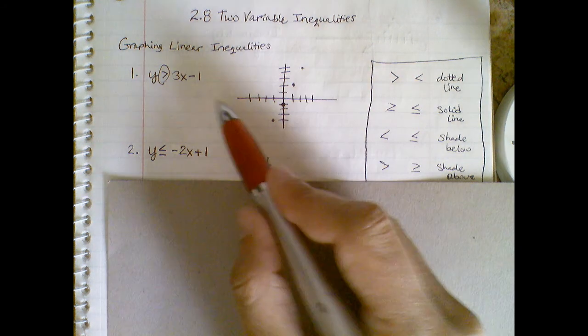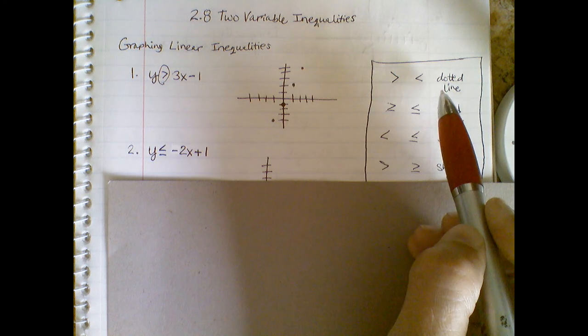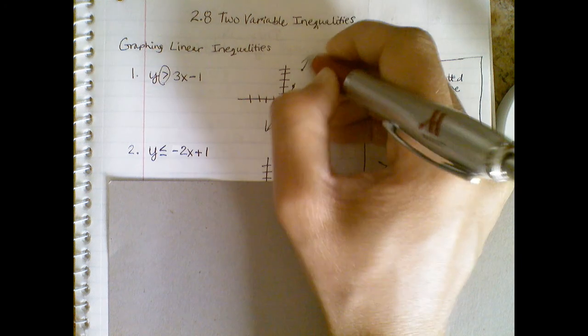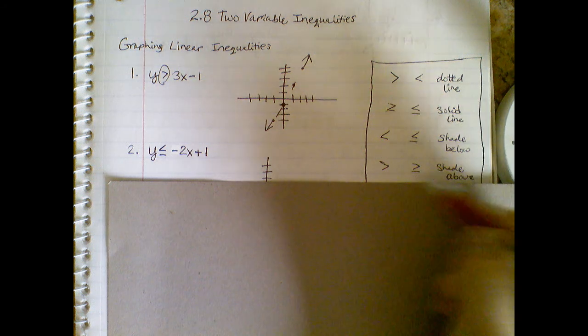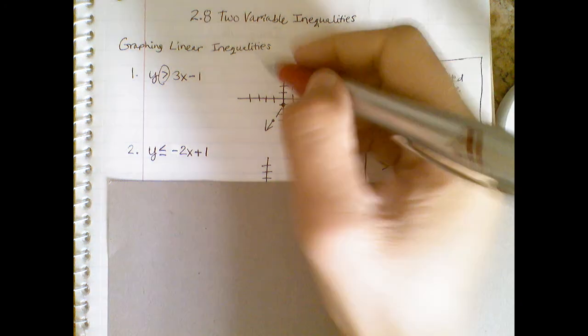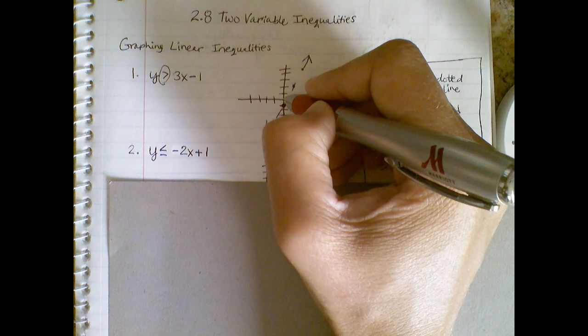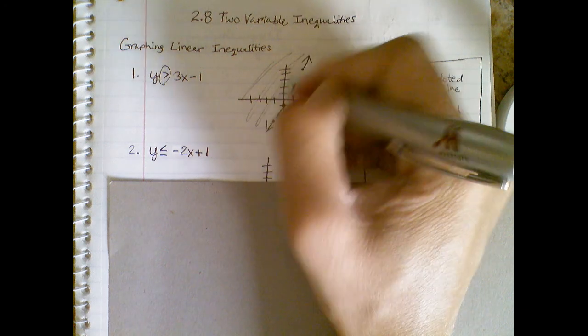Okay, so this one is greater than. It doesn't have the line underneath it, so I need the dotted line. So I make my dotted line through. And then it's greater than, so anytime it's greater than, I'm going to shade above it. Think of this y-intercept as negative 1. All my y-intercepts that are greater than it are above it, so I shade right here.